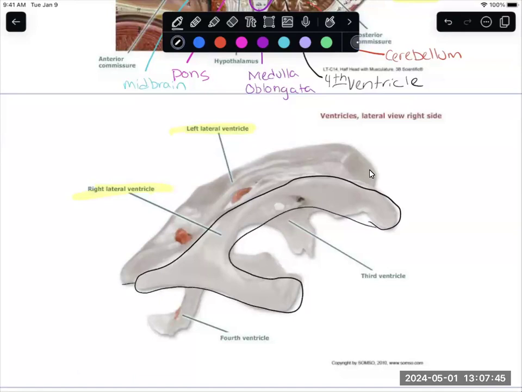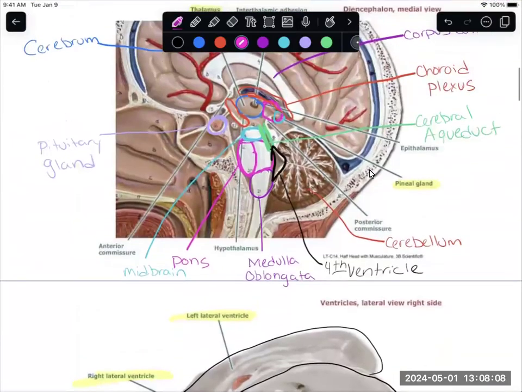And there's one kind of outlined on the other side over here. You don't need to be able to distinguish right from left. You just need to know that those are the lateral ventricles. This third ventricle comes down in the middle between these two lateral ventricles. And then you can see from here this fourth ventricle that I drew out up here. This fourth ventricle is found right in front of that cerebellum, behind that brainstem.